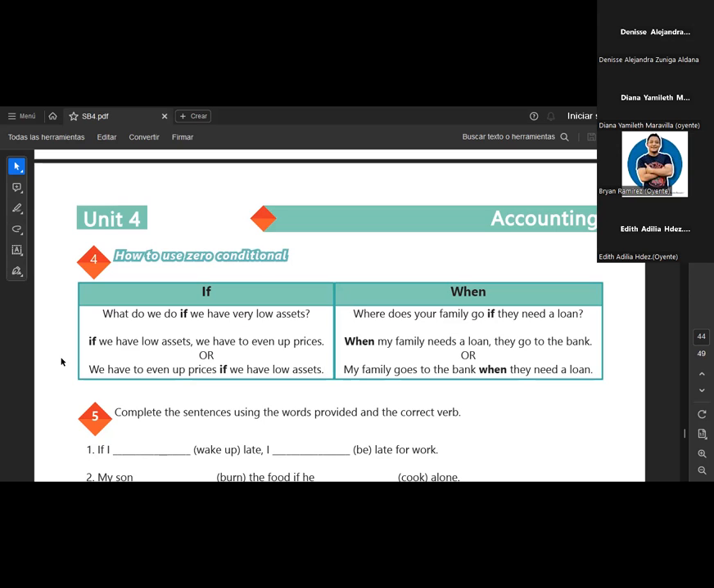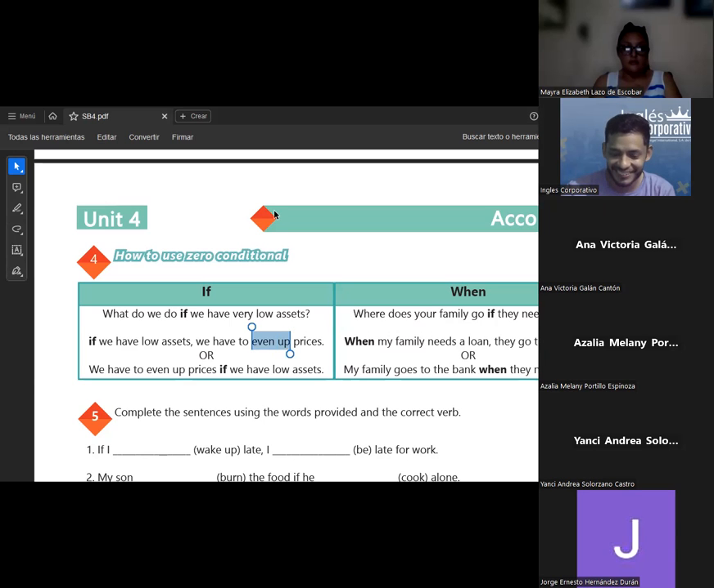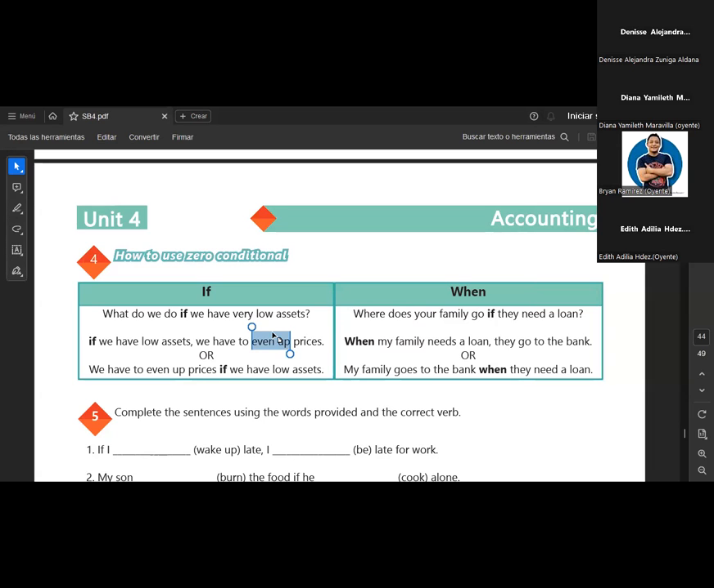People, what is even up? Acá está even up. What is even up? ¿Alguien sabe? No. ¿Saben qué es even? Nivelar. Igualar o nivelar. Eso significa even up.